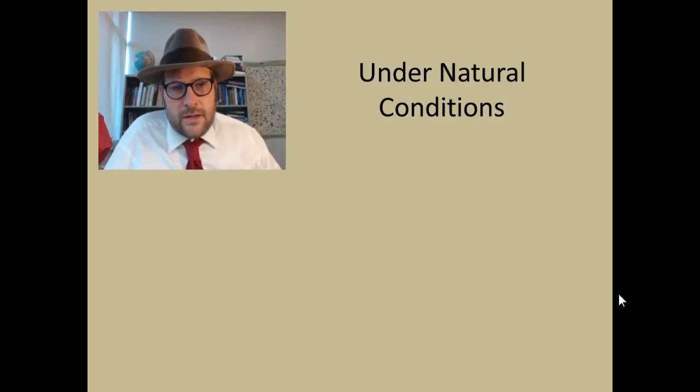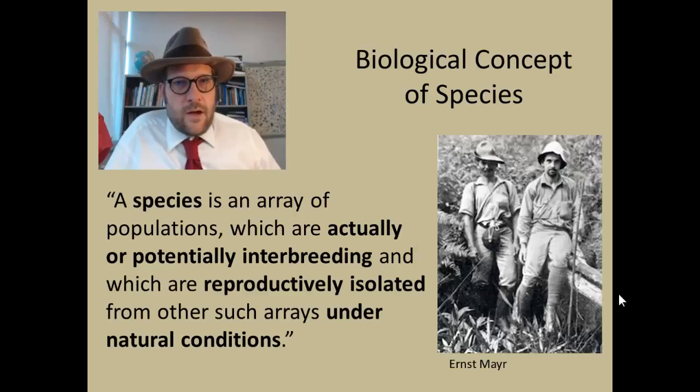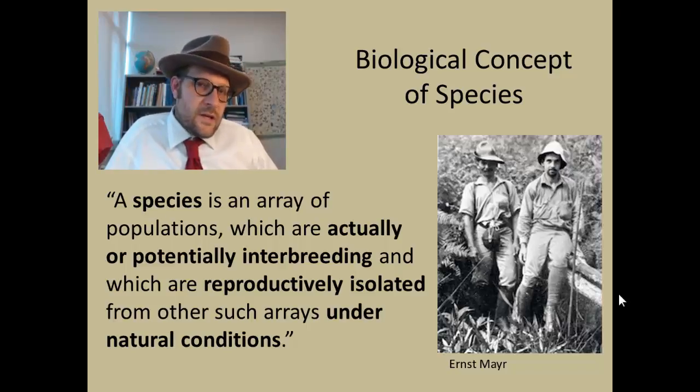If you were to collect them and sort of force them to mate, then that would sort of violate the idea of a species. So this concept of a species is called the biological species concept, and it was developed by Ernst Mayr in the 1940s. And his definition is this: a species is an array of populations which are actually or potentially interbreeding with each other and are reproductively isolated from other such arrays under natural conditions.